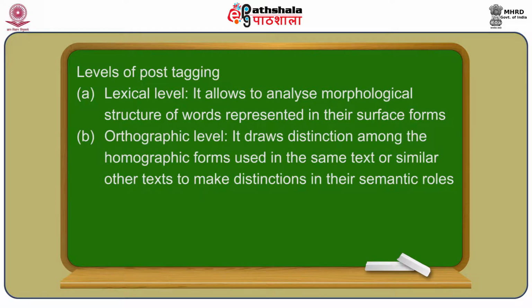This draws distinction among the homographic forms used in the same text or similar text to make distinction in their semantic roles. So we know that in the text we can have a large number of homographic words which are structurally identical but different in meaning, different in function. So we also need to have a large amount of information from those orthographic levels.